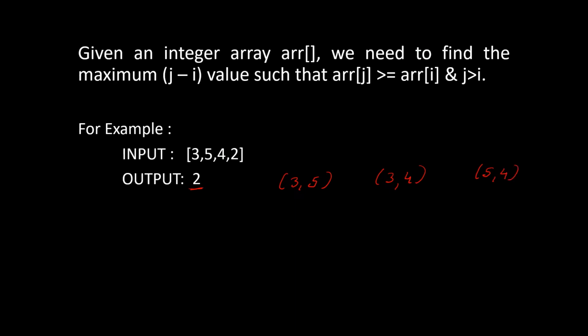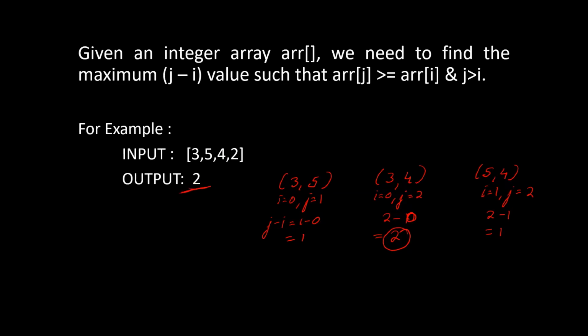Let's see the value of j minus i in each pair. Here i is equal to 0 and j is equal to 1, so j minus i is 1 minus 0, which is equal to 1. Here i is equal to 0 and j is equal to 2, so 2 minus 0 is equal to 2. Here i becomes equal to 1 and j is equal to 2, so the value of j minus i is 2 minus 1, which is equal to 1. The maximum value among these is 2, so this is the output.